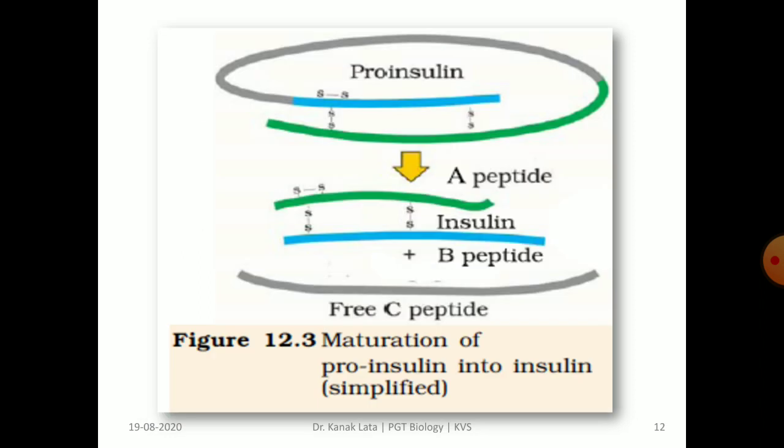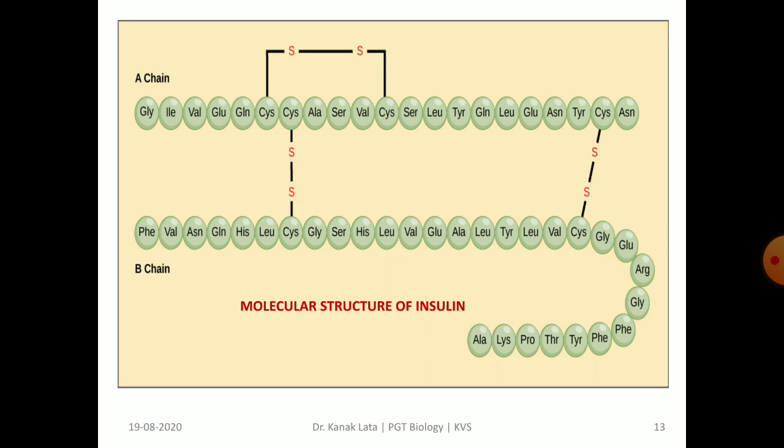This figure shows the maturation of pro-insulin into insulin by removing C-peptide. This figure shows the molecular structure of insulin, showing A and B peptide chains having 21 and 30 amino acids respectively in A and B polypeptide.